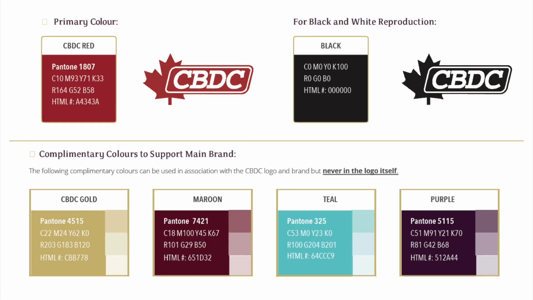So these are our CBDC colors. Our primary color is the red that you see in our CBDC logo. We also have 4 other complementary colors that are to be used to support the main brand, but you'll never see them in our logo. These colors are shown with their Pantone, which is a spot value for printing, their CMYK, which is a print value, RGB for online, and an HTML or hex code value. This helps us make sure that we are using the same colors every single time.